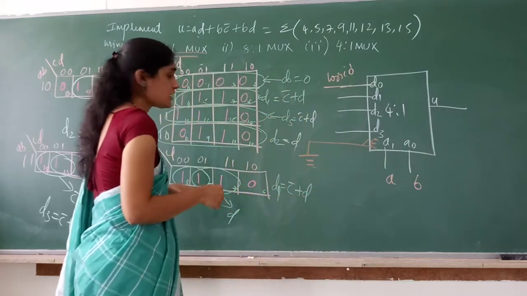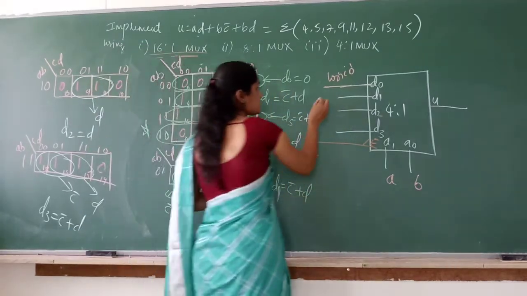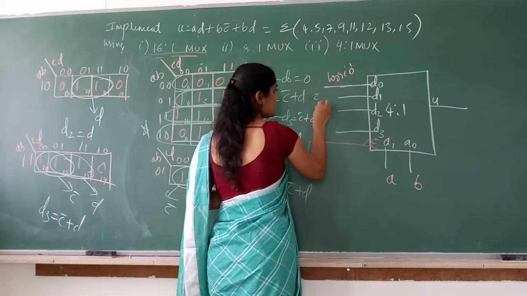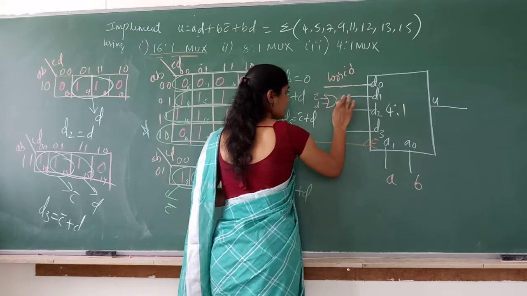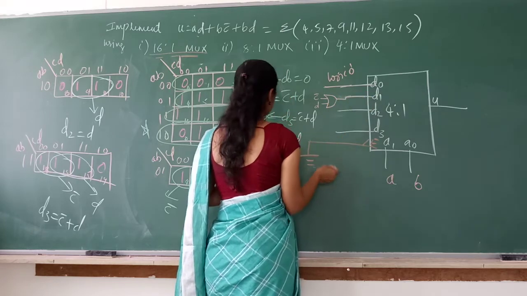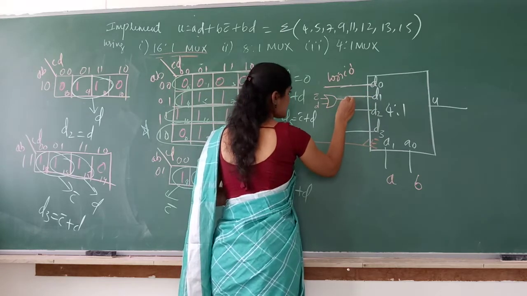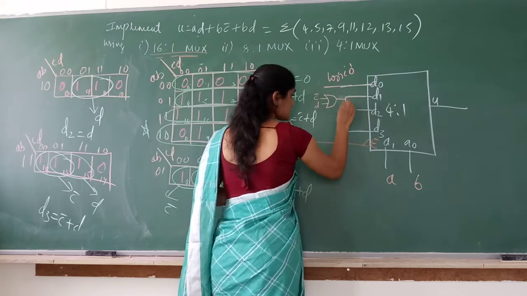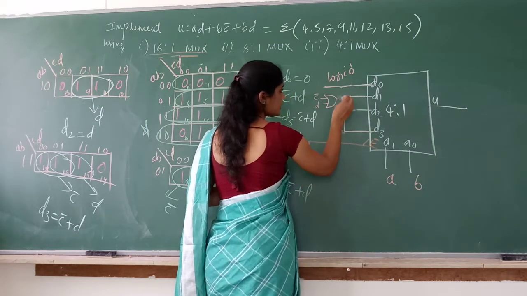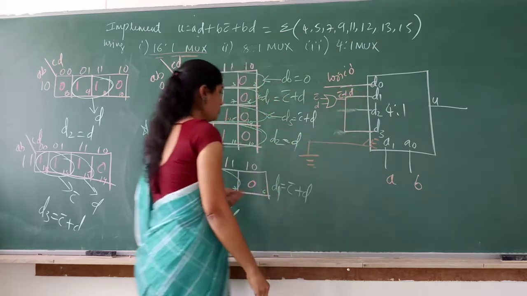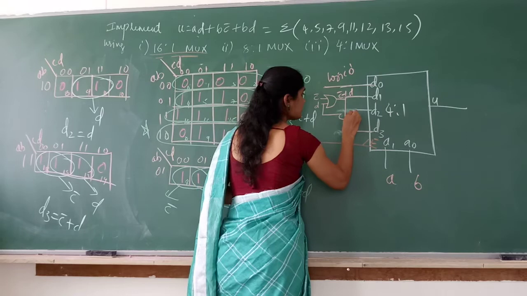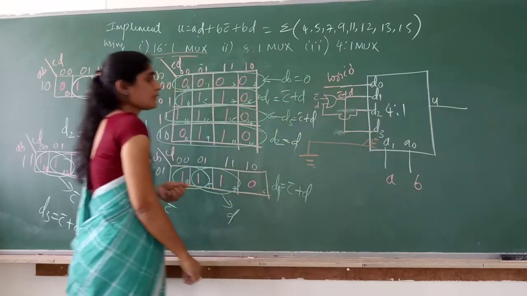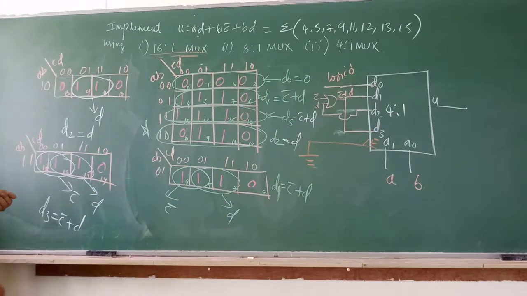And D1 and D3 are what? C bar plus D. So C bar and D, give this to an OR gate. And this will be for D1 and D3 as well, right? So here is D3. So D1 and D3, what you are giving? C bar plus D. What is D2? D2 is D. So D we already have here. Let me give the same to D. So that is the implementation for the given function using a 4:1 multiplexer.